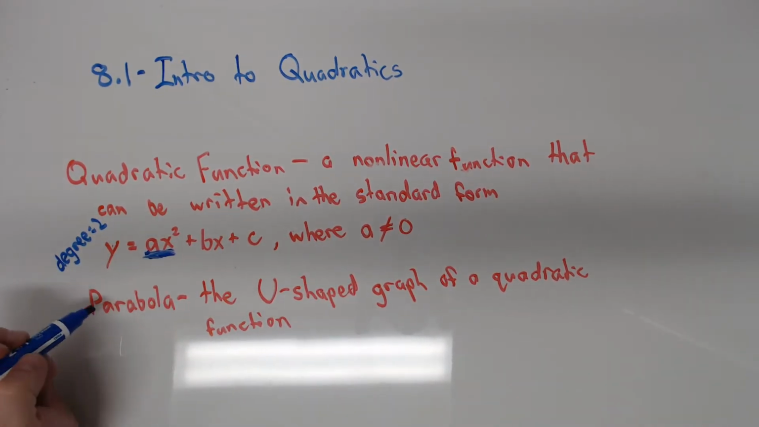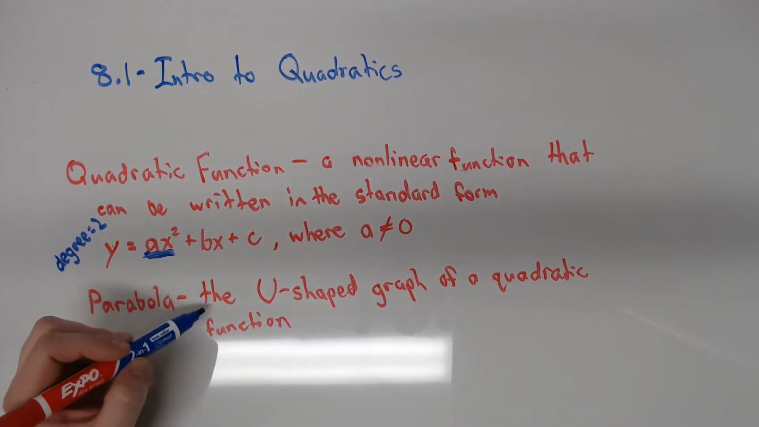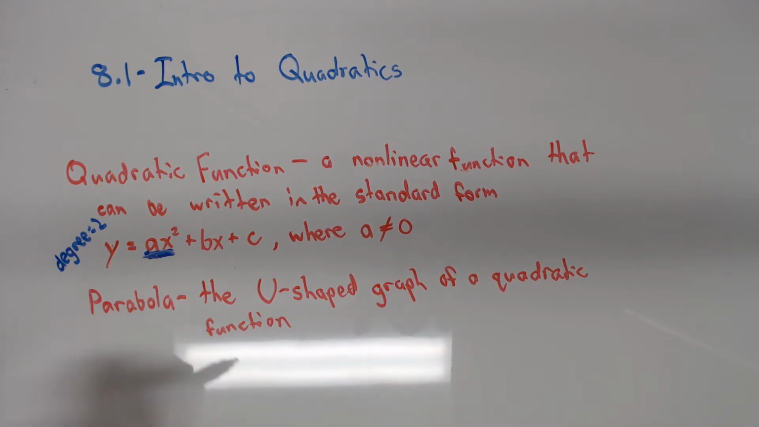So parabola is our other piece of vocab for now. Parabola is just the name for the U-shaped graph of a quadratic function. So parabolas are specifically used for quadratics. There's lots of graphs that might have a parabola shape, but parabolas are specific to quadratic functions.